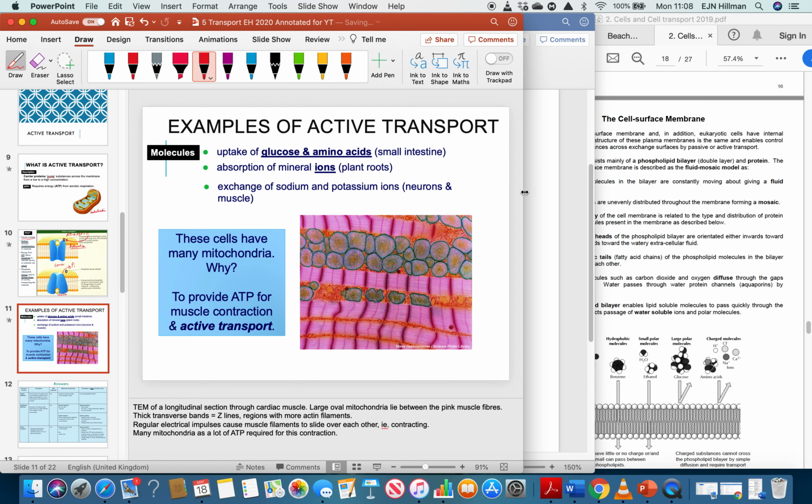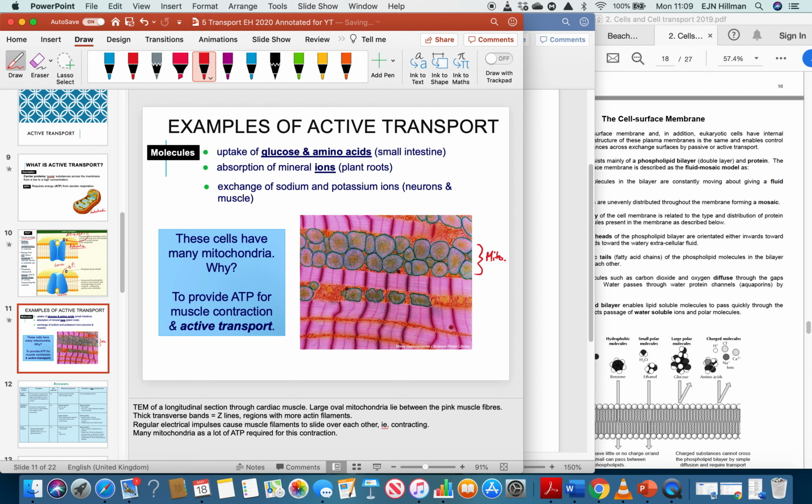Okay, here's a little example of where active transport might take place. So this is cardiac muscle. These are the mitochondria in the cardiac muscle, and these lighter pink stripy things are the muscle fibers. Those muscle fibers are made up of a couple of proteins called actin and myosin, and to move over each other, they require ATP.